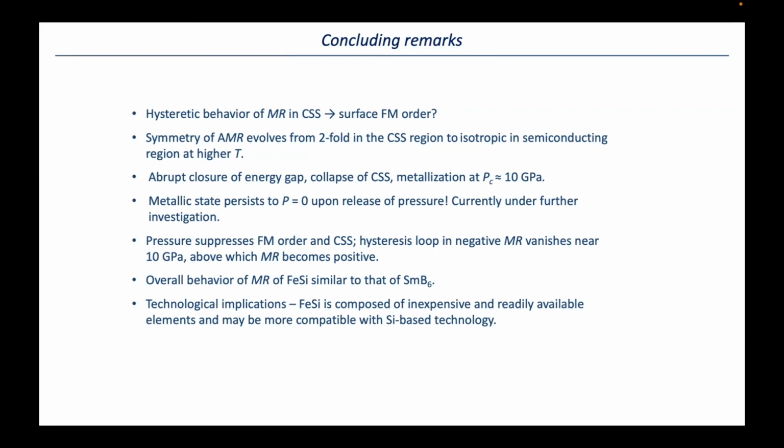And pressure suppresses the ferromagnetism and the conducting surface state, and the hysteresis loop in the negative magnetoresistance near 10 GPa, above which the magnetoresistance becomes positive. The overall behavior is very similar to samarium hexaboride, which we have looked into in another publication I didn't talk about. And many people have made the point that iron silicide is composed of inexpensive and readily available elements and may be more compatible with silicon-based technology.